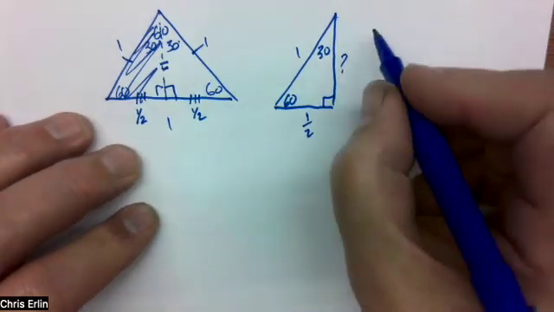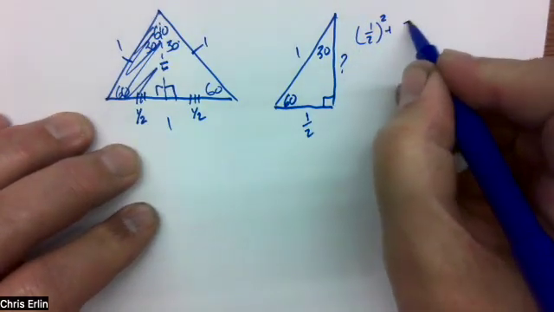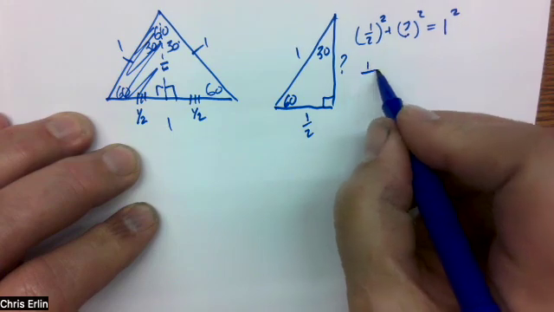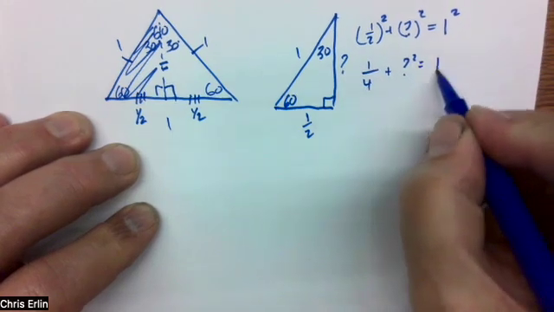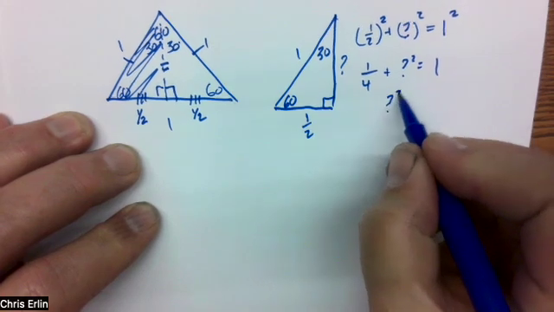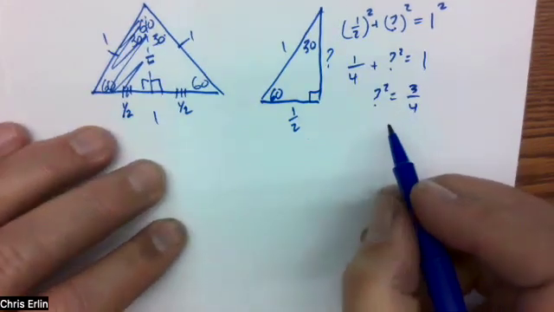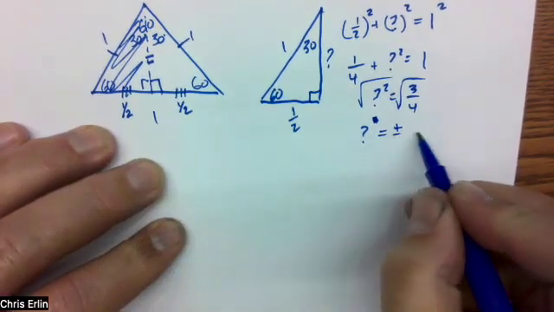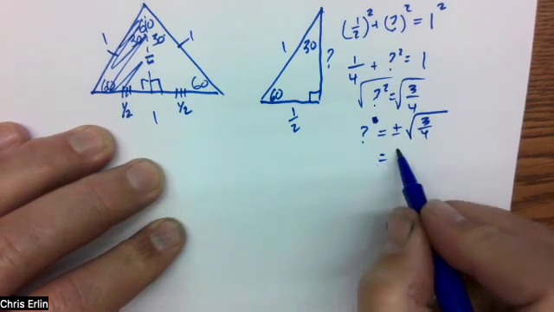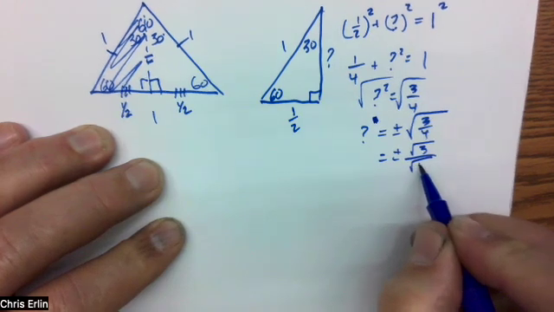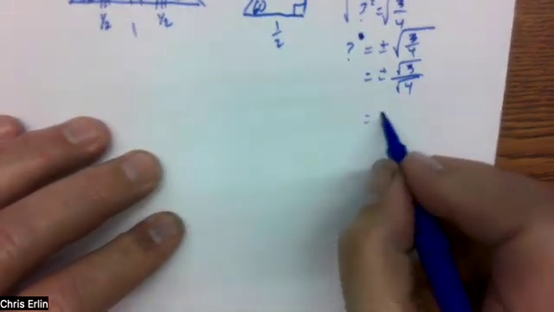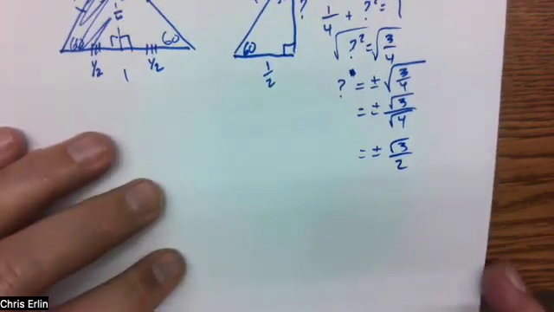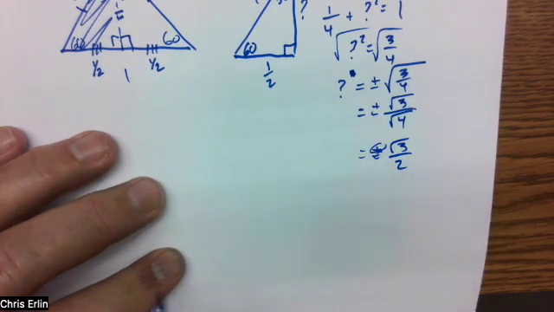We can use the Pythagorean theorem to say that 1/2 squared plus the question mark squared equals 1 squared. So that means 1/4 plus question mark squared equals 1, which means question mark squared equals 3/4. If I square root both sides, I get the question mark no longer squared is equal to plus or minus root 3/4, which I can treat as plus or minus root 3 over root 4, which is plus or minus root 3 over 2. And because we're talking about a length here, absolute length, we're going to forget about the negative for now and just focus on the positive.